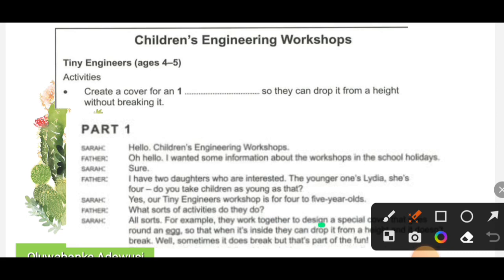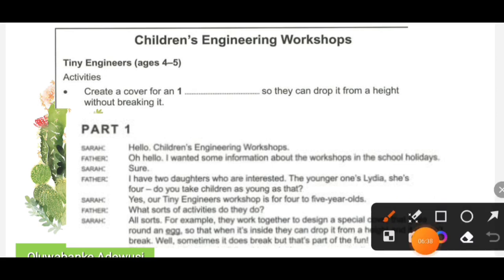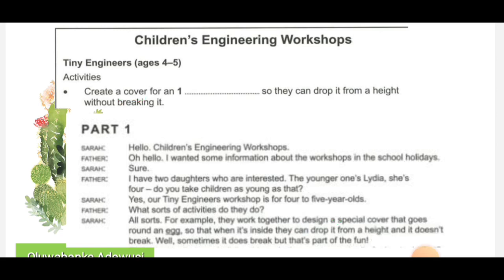For example, they work together to design a special cover that goes around an egg. Note that here they use the synonym design to replace cover. So that brings me to the next point. Don't always expect to hear word for word what you can see in the question. They use synonyms a lot, and they also paraphrase. Paraphrasing is saying something in a different way without taking away from the meaning.